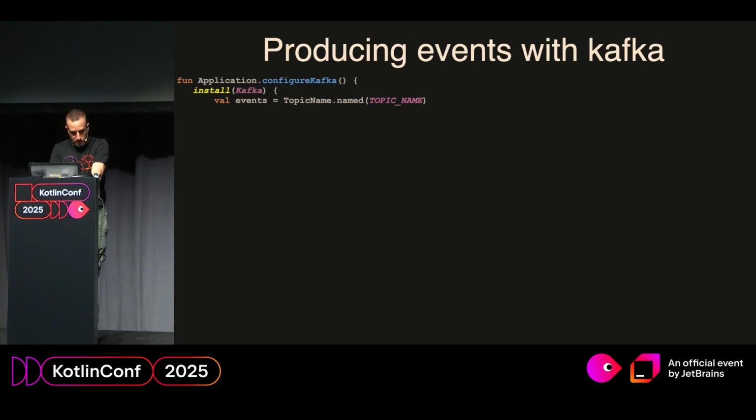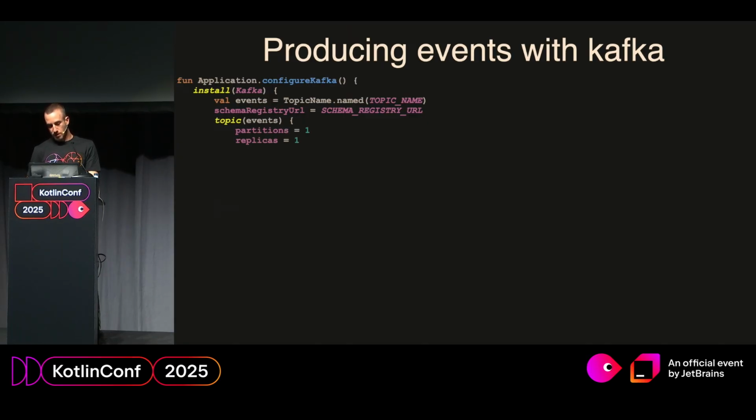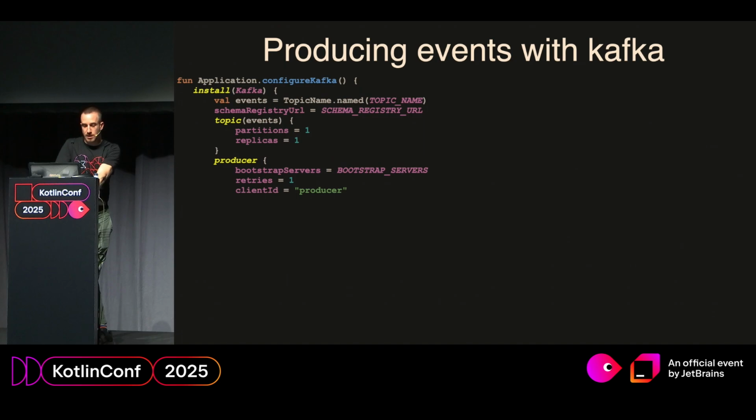So we create this function, it installs a plugin and configures it according to our needs. We define a topic here, we define the schema registry URL. The topic is configured here rather. We define our producer, the bootstrap servers, retries, client ID, and we register our schema like that.